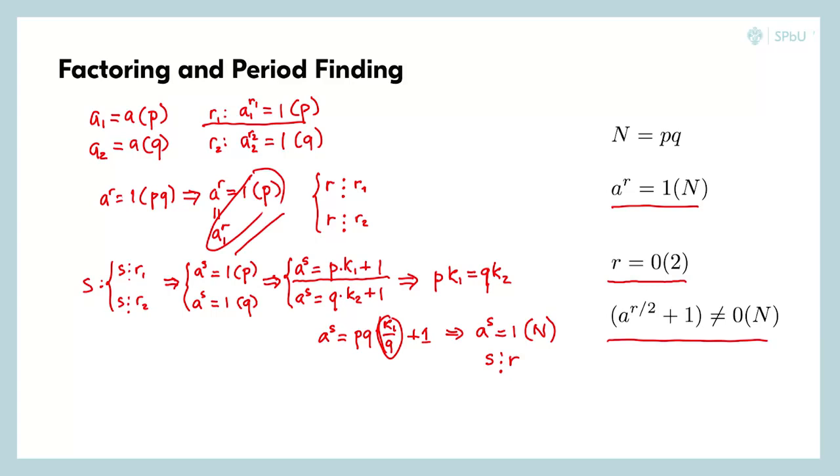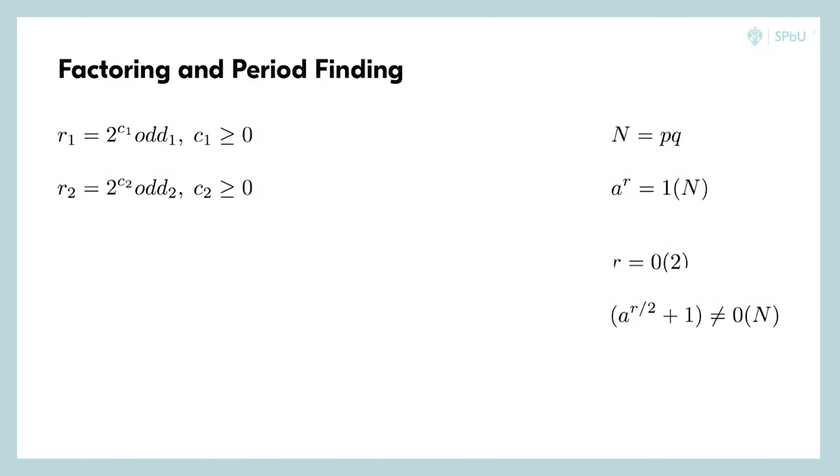And r is itself a multiple of r1 and r2, which means that r is the least common multiple of these numbers. Now let's decompose these two numbers, r1 and r2, like this. What I want is to extract the powers of 2 in them. So for r1 we have c1 as the power of 2 in it, and for r2 we have c2.